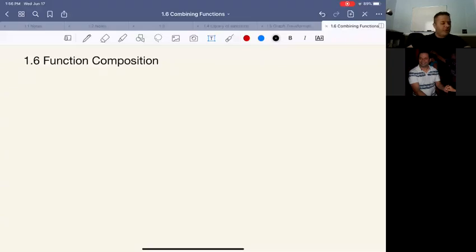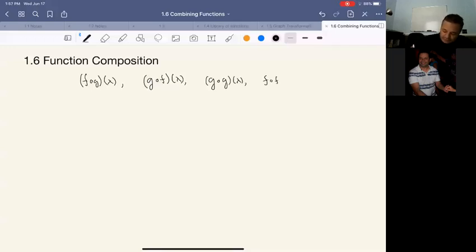All right, welcome to the second video in 1.6. We're going to talk about function composition. So you might recognize that as f following g of x, or g following f of x, or you could actually also take, let's say, g following g of x, all sorts of things. So we're going to take all four of these.